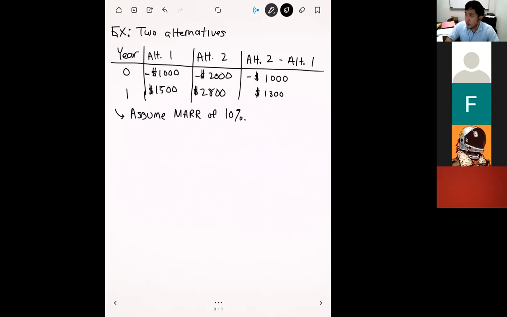And so what we want to do is use incremental rate of return analysis to determine which option we should go with.